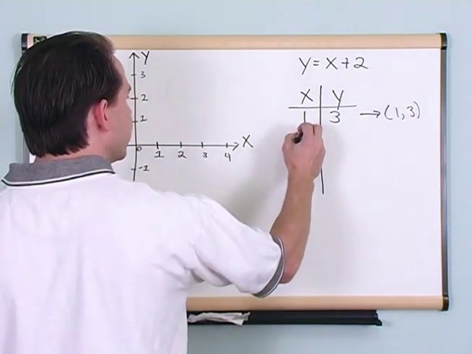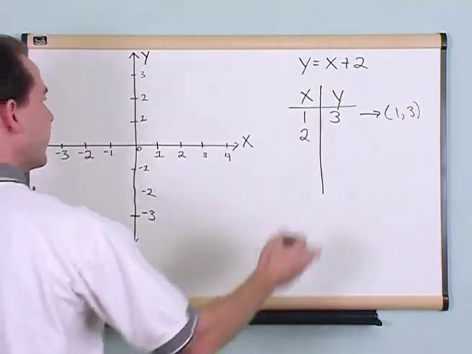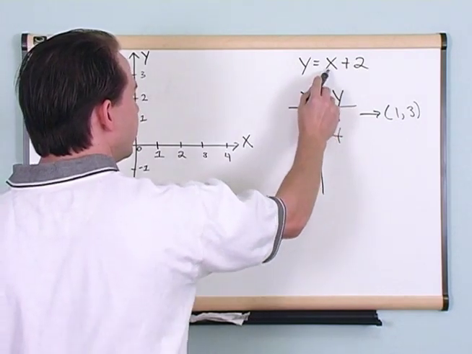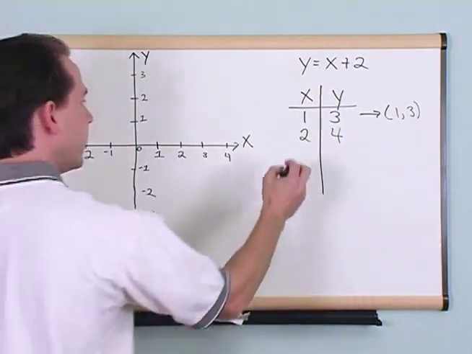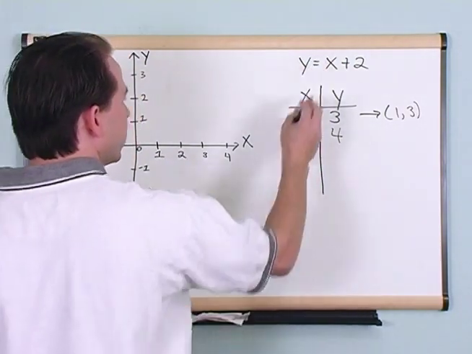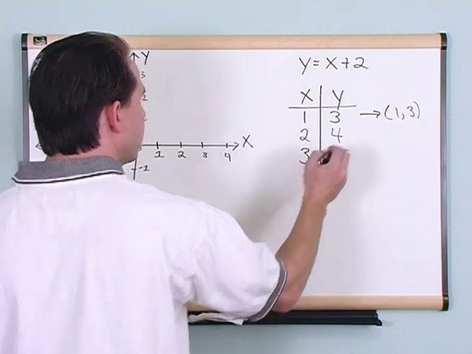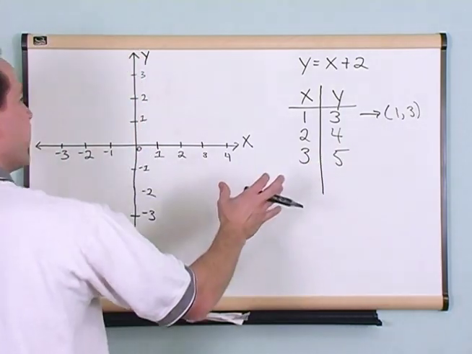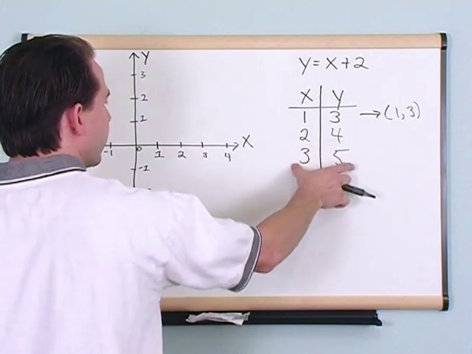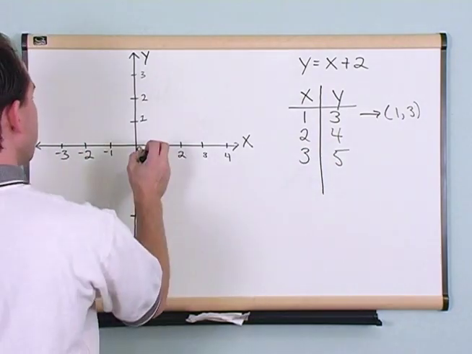Now let's say x is equal to 2. If x is equal to 2, then y is equal to 4 because 2 plus 2 is 4. And then just continuing here, if I put x equals 3 in there, then 3 plus 2 is 5. So now I have 3 points: 1 comma 3, 2 comma 4, 3 comma 5. Let's go ahead and draw those.